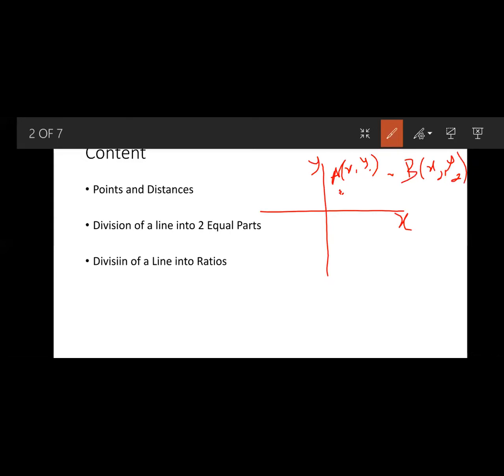So in such a case, we can join them together to become a straight line. We can form a line by joining two or more points together. By the time we join the two points together, then we'll be talking about distance. What's the distance between the two points? That is what we mean by distance.